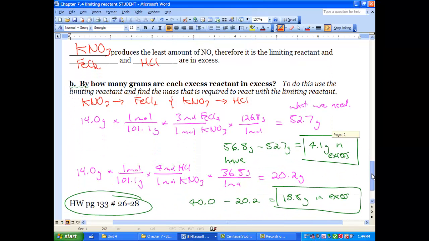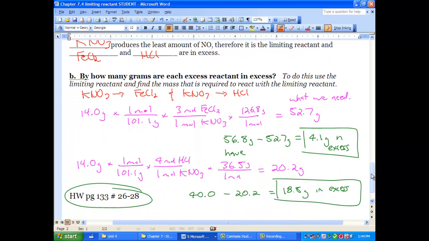What you are going to be asked to do in a higher level question is to figure out how much in excess are the other reactants. We already know that KNO3 will be gone. It's all used up. There'll be 0 KNO3 left. But there's going to be excess of the other two things, FeCl2 and HCl. So now you have to go from grams of KNO3 to grams of FeCl2 to see how much FeCl2 you actually need. Because you don't need all 56.8 grams of it. You only need a certain amount, and it's got to be less than that.